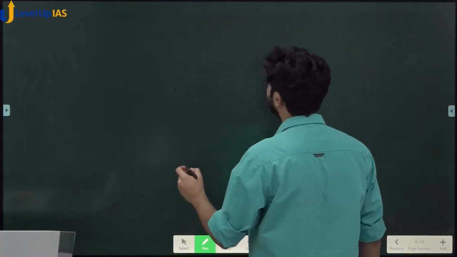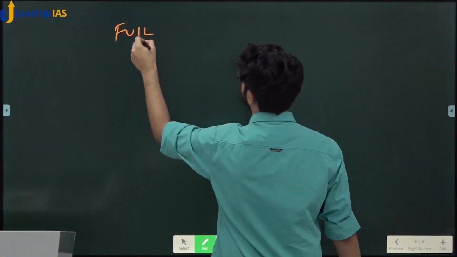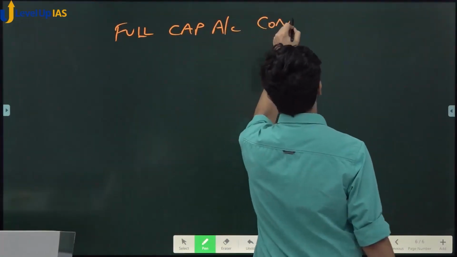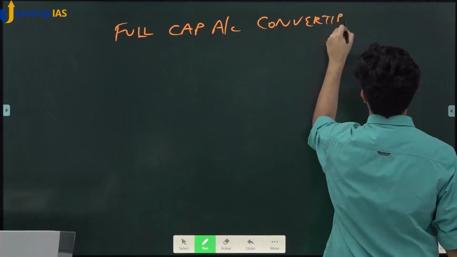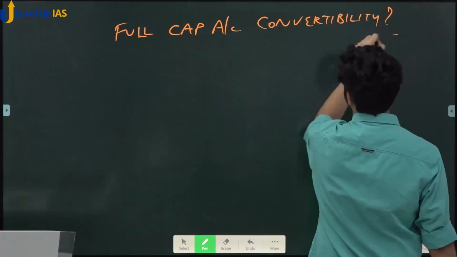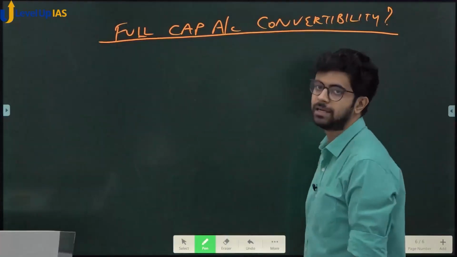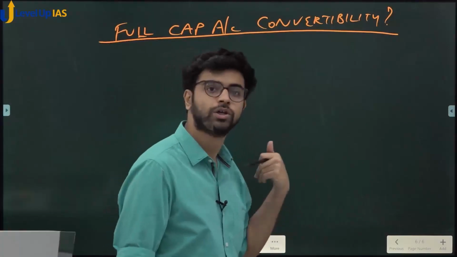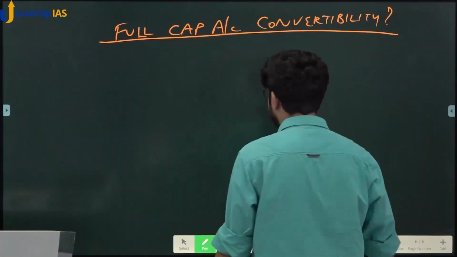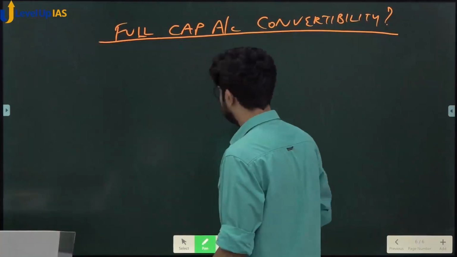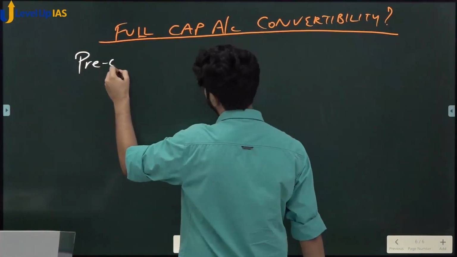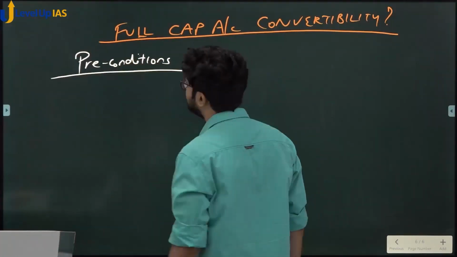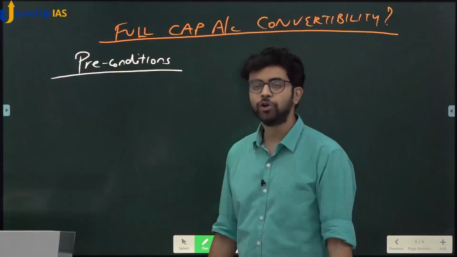So now the question is, should we allow full capital account convertibility? Yes or no? Does it make sense to have full capital account convertibility? We saw the pros and cons. So for India, what is to be done? Many economists say that there need to be certain preconditions for that. These preconditions have to be fulfilled. So what do you think?